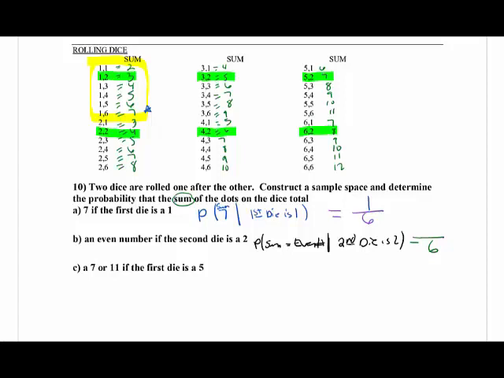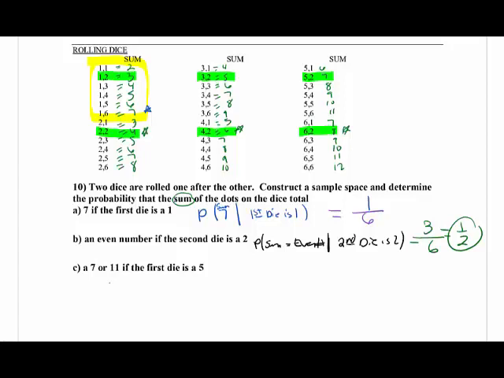And out of those 6, how many of them have a sum that is even? The first one doesn't. Second one does. So we're going to include that one. No for 3 plus 2 is 5. Yes for 4 plus 2 equals 6. No for 5 plus 2 is 7. Yes. So we have 3 out of 6, which gives me an answer of 1/2.